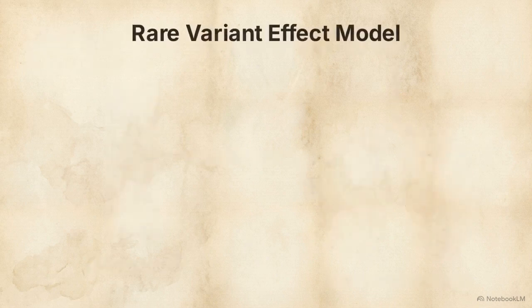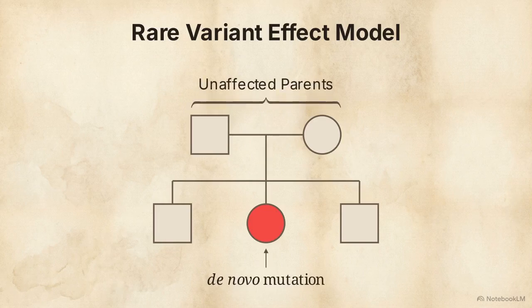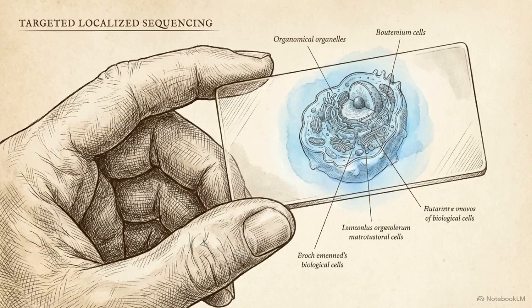However, the second framework, the rare variant effect model, deals with diseases driven by a multitude of recent, rare mutations. These are often de novo mutations that spontaneously appear in an individual's genome without being inherited from either parent. Genome-wide association studies fail entirely under these conditions because the variants are too new and too rare to show up in broad population comparisons. Researchers are forced to abandon GWAS and rely on extensive, localized sequencing to find the culprit.